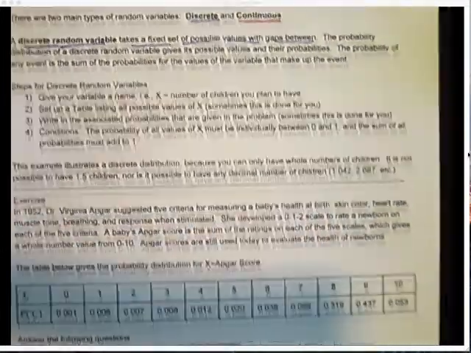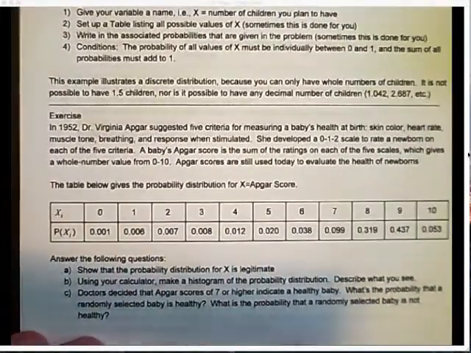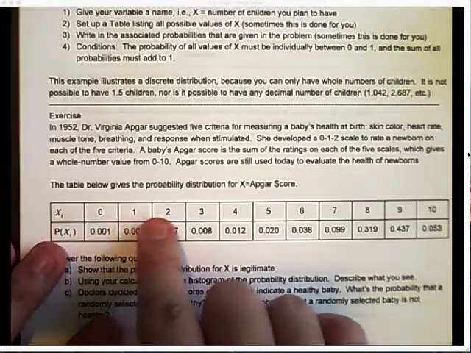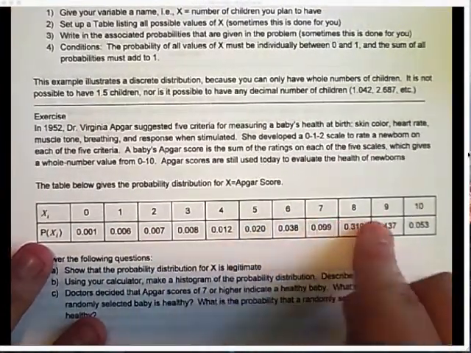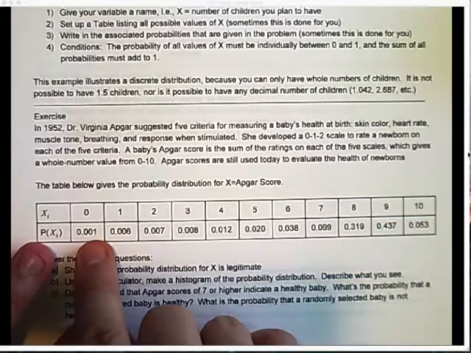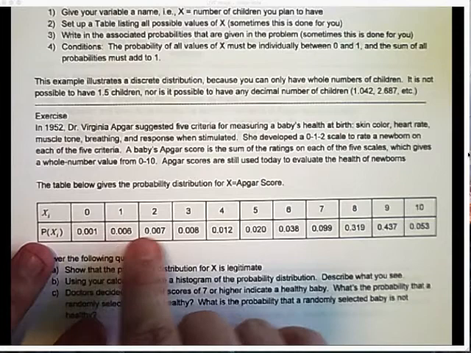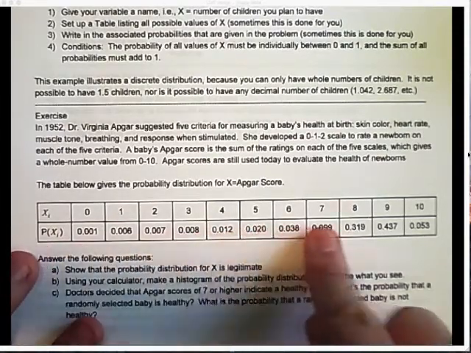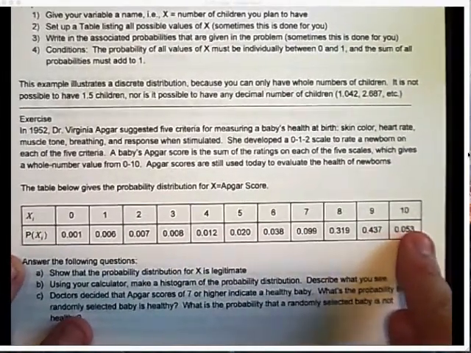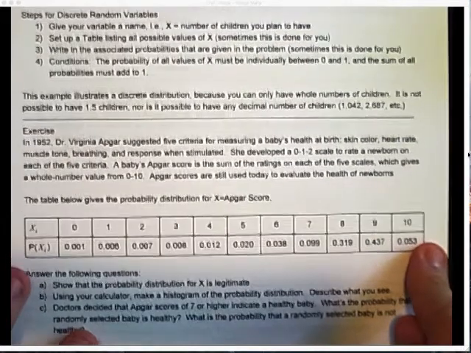So I'm going to skip forward real quick to this question again. So here's all the values that the variable can take, 0 to 10. Each probability, each one of these individually has to be a number between 0 and 1. And if I add up all of these probabilities, they have to equal 1.